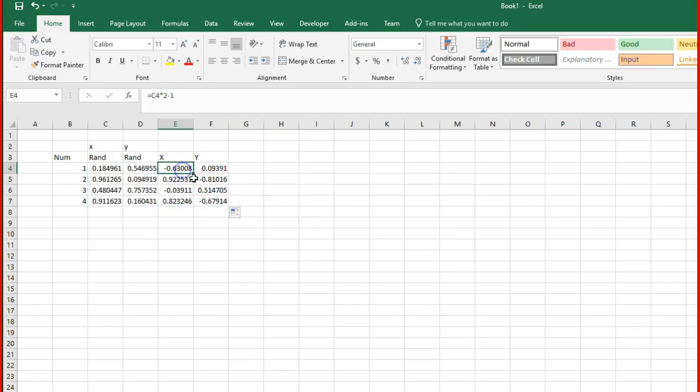So now you can see that the numbers are fluctuating from -1 to 1. And now we need to compute if this combination of XY points are within the circle or not, and we need to count them. At this moment we have 4 points, but we need to know if all of these are inside the circle or not.